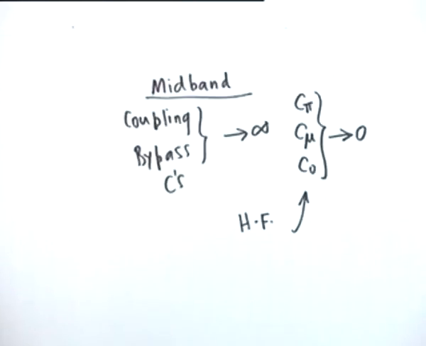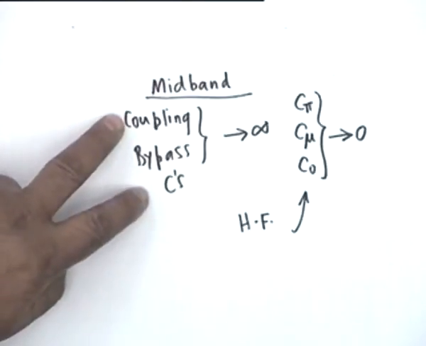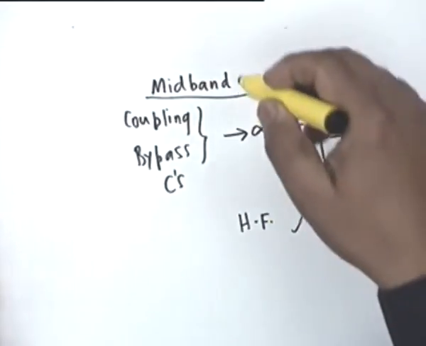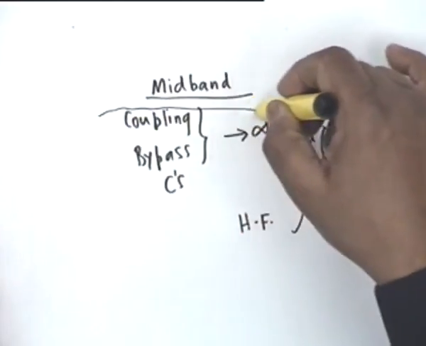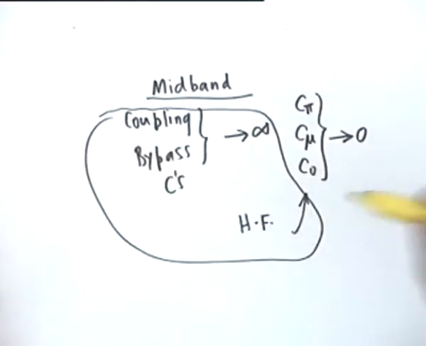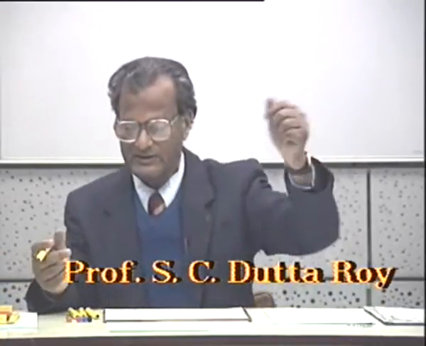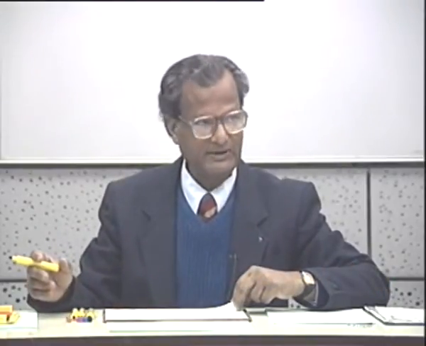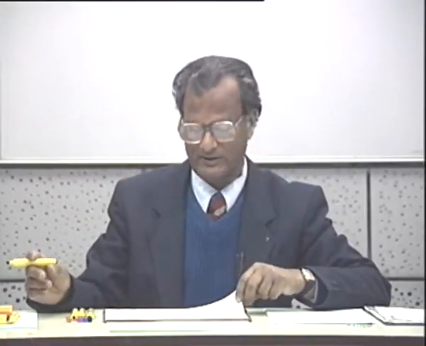and these capacitors, coupling and bypass capacitors, are large enough so that at high frequencies they act as short. So for high frequencies we still assume that the coupling and bypass capacitors have negligible effect, that is, they act as short circuits. We consider the transistor internal capacitances and the load capacitance and the stray capacitance across the load.